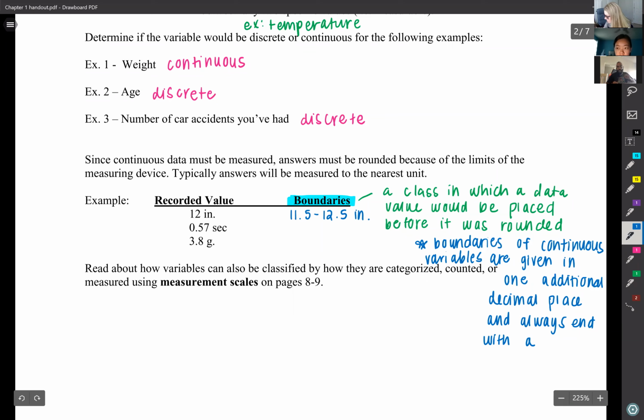Is that 5 or multiples of 5? Do you get what I'm trying to say? Yeah, they do always end in 5.